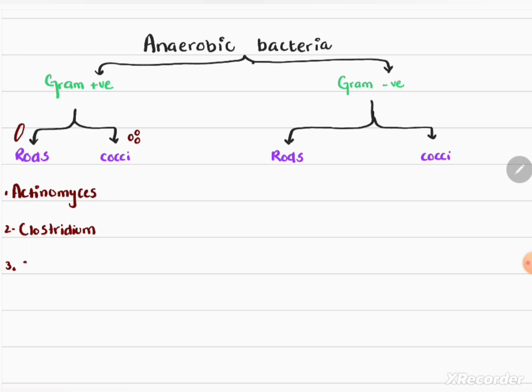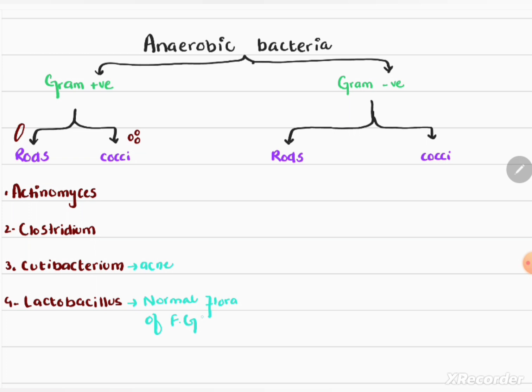Number three is Cutibacterium. This Cutibacterium is basically the bacteria that causes acne. It's part of our normal facial flora, our skin flora, and it is a bacterium that causes acne. It was previously called propionibacterium, but now its name has been changed to Cutibacterium. The fourth one is Lactobacillus. This Lactobacillus is a bacteria that is found in the normal flora of the female genital tract, and this can cause infection when provided the optimum environment.